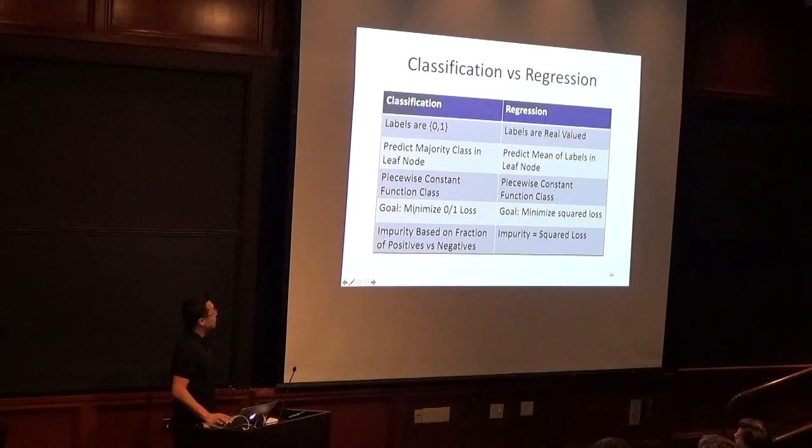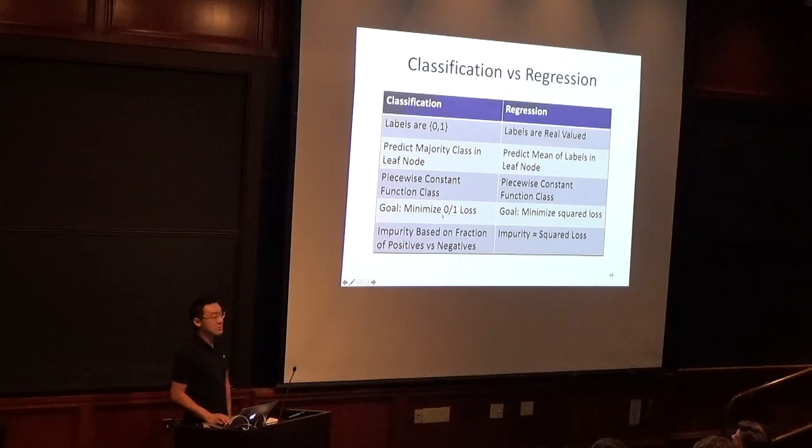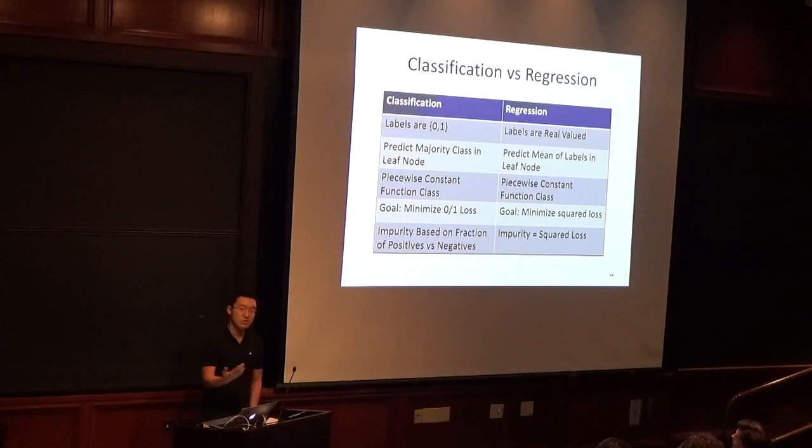In classification, the goal is to minimize 0-1 loss. In regression, the goal is to minimize squared loss. In classification, because 0-1 loss is flat or discontinuous everywhere, we instead use an impurity metric that's smoother, based on some fraction of positives or negatives. For regression, this is actually much easier. We can just set the impurity as squared loss, and that just works.